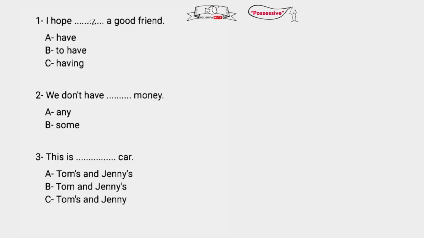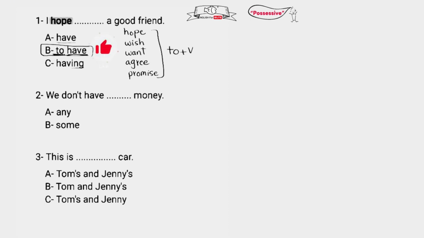I hope blank a good friend. Have, to have, having. What do we use after hope? Listen guys, the verbs hope, wish, want, agree, promise. These verbs are followed by to plus the verb. So to have is the correct answer. I hope to have a good friend. I wish to have a good friend. I want to have a good friend. I agree to do something. I promise to do something. All these verbs take to.